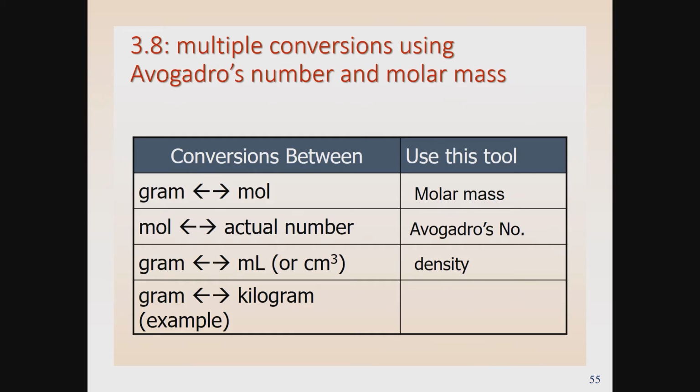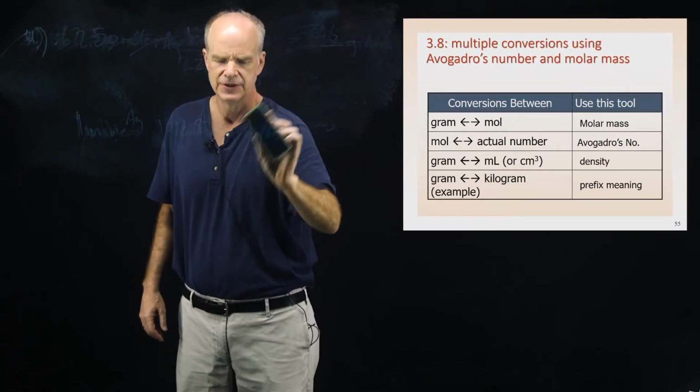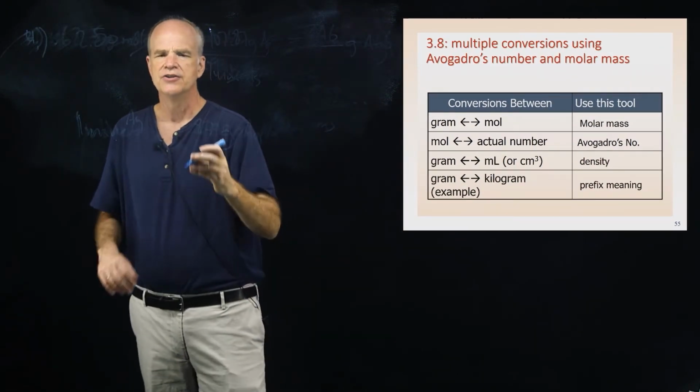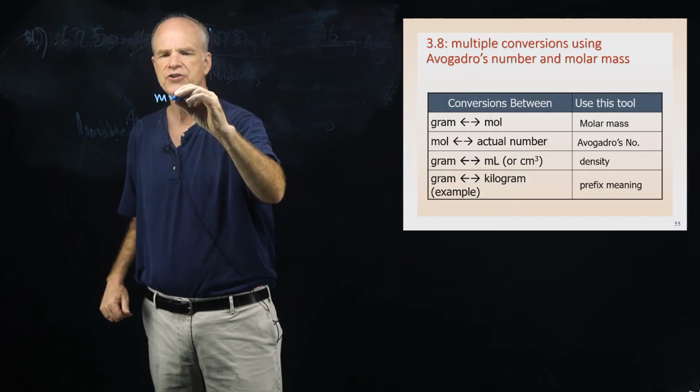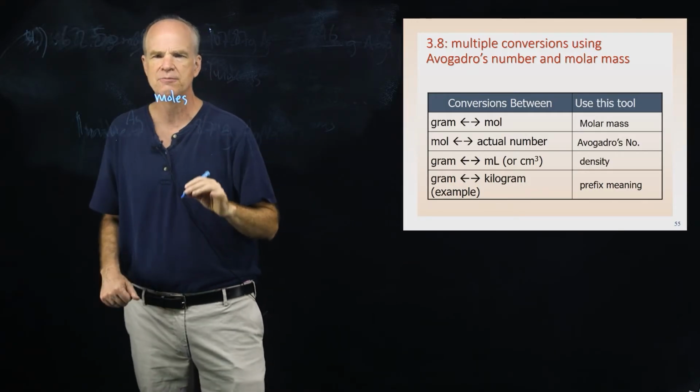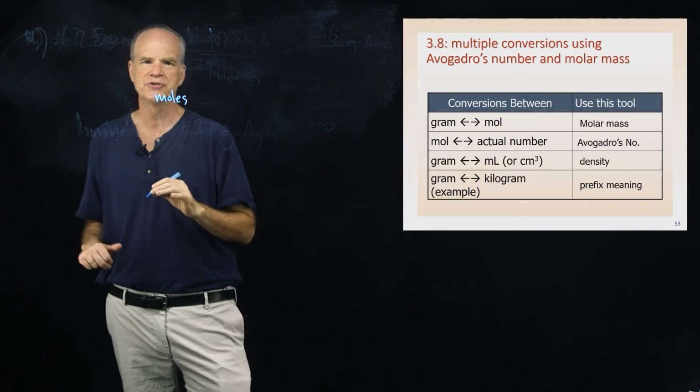If you need to convert grams and mills, you can use density. Say if you're converting from grams to kilograms or some other prefix like micrograms or nanograms, you would take advantage of the prefix meaning. So what I want to do is kind of go over this on the light board. Okay, here's the basic idea. So think of moles of an element as sort of being in the center of this universe of conversions.